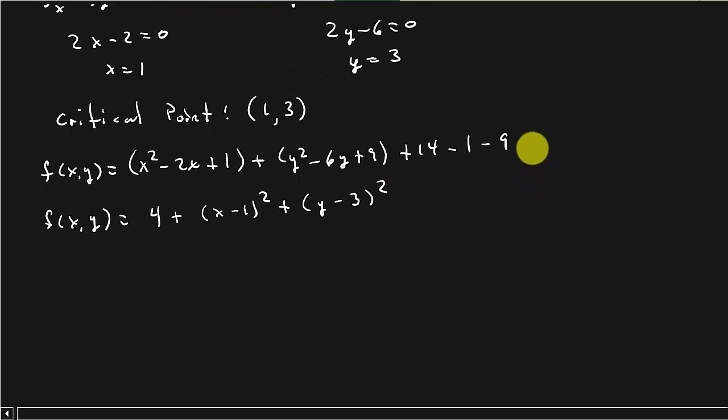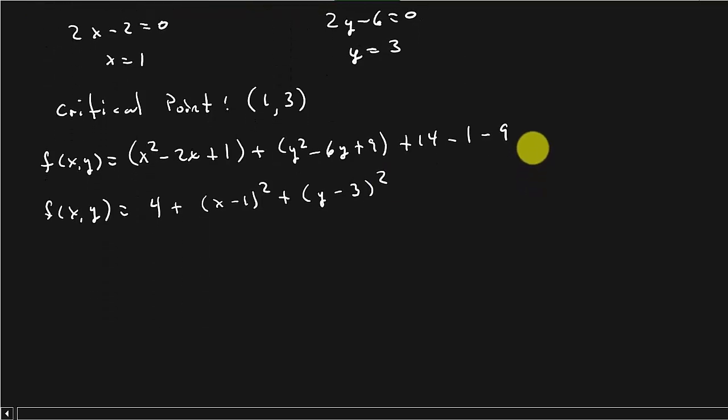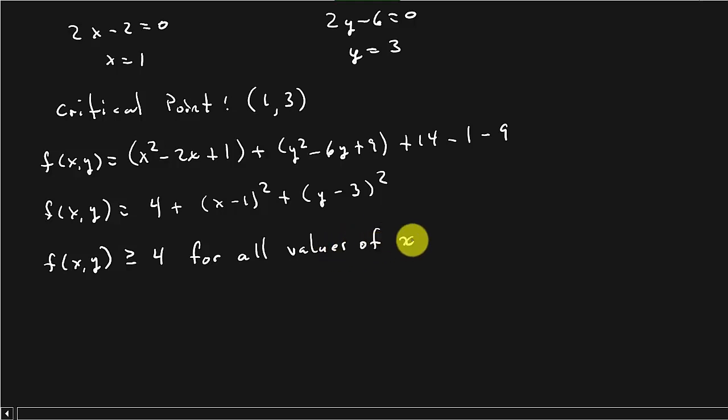All right, so let's make some observations here, okay? So we know that f of x,y is greater than or equal to 4 for all values of x and y. Okay, we know that. And how do we know that?